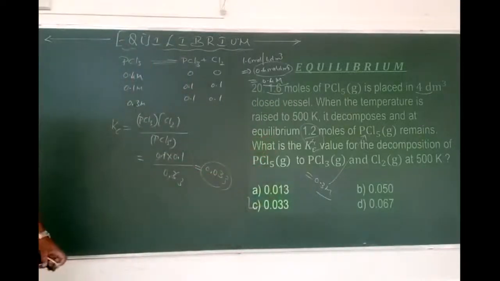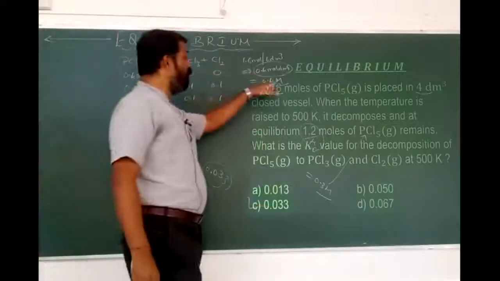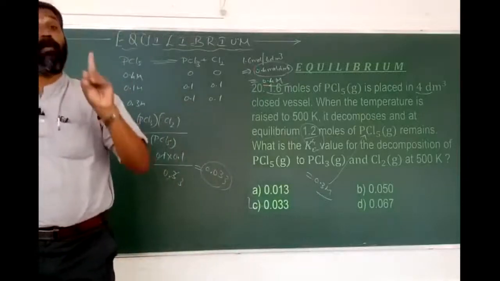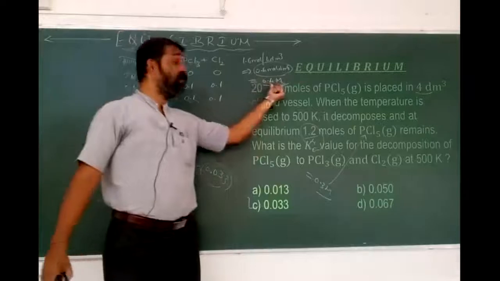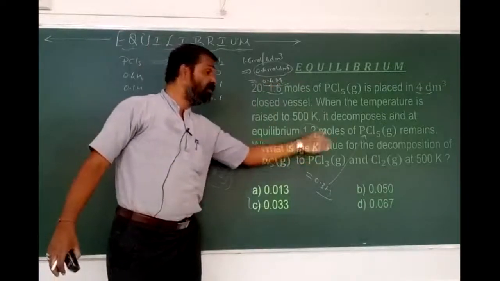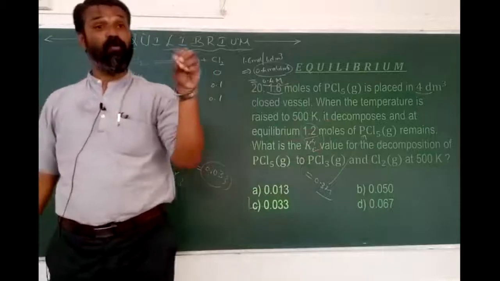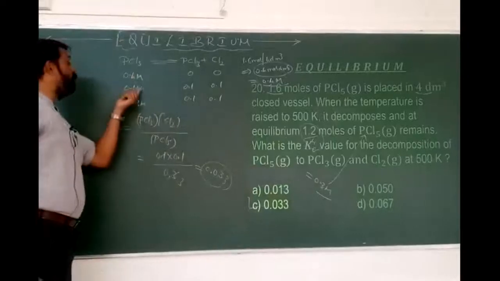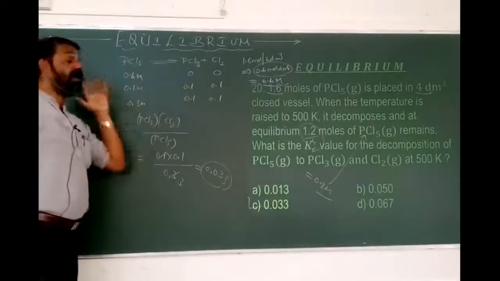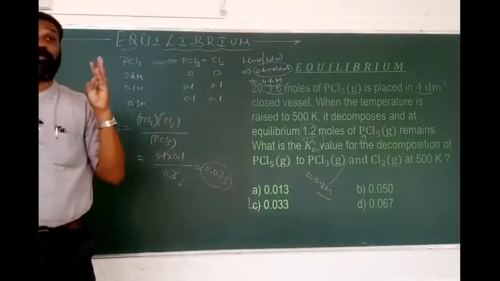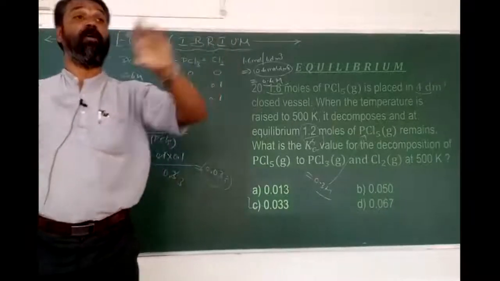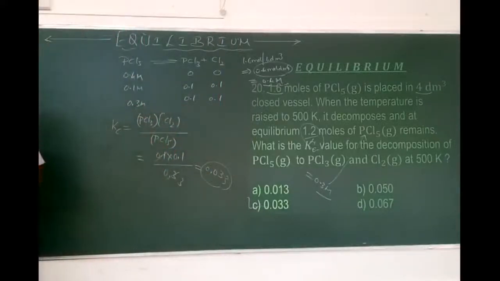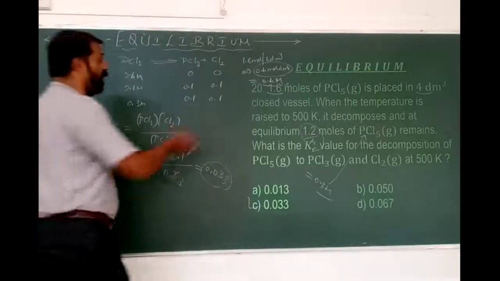Instead of calculating the number of moles, we are directly converting into molar concentration. 1.6 moles in 4 dm cube means 0.4 mole per 1 dm cube, which is simply called 0.4 molar. Similarly, 1.2 moles of PCl5 left means the concentration is 1.2 divided by 4, which is 0.3 molar. If 0.3 molar has been left, then 0.1 has reacted. Based on that, we get the equilibrium concentrations of PCl5, PCl3 and Cl2, and on substitution we get the final answer 0.033. So that is about question number 20.